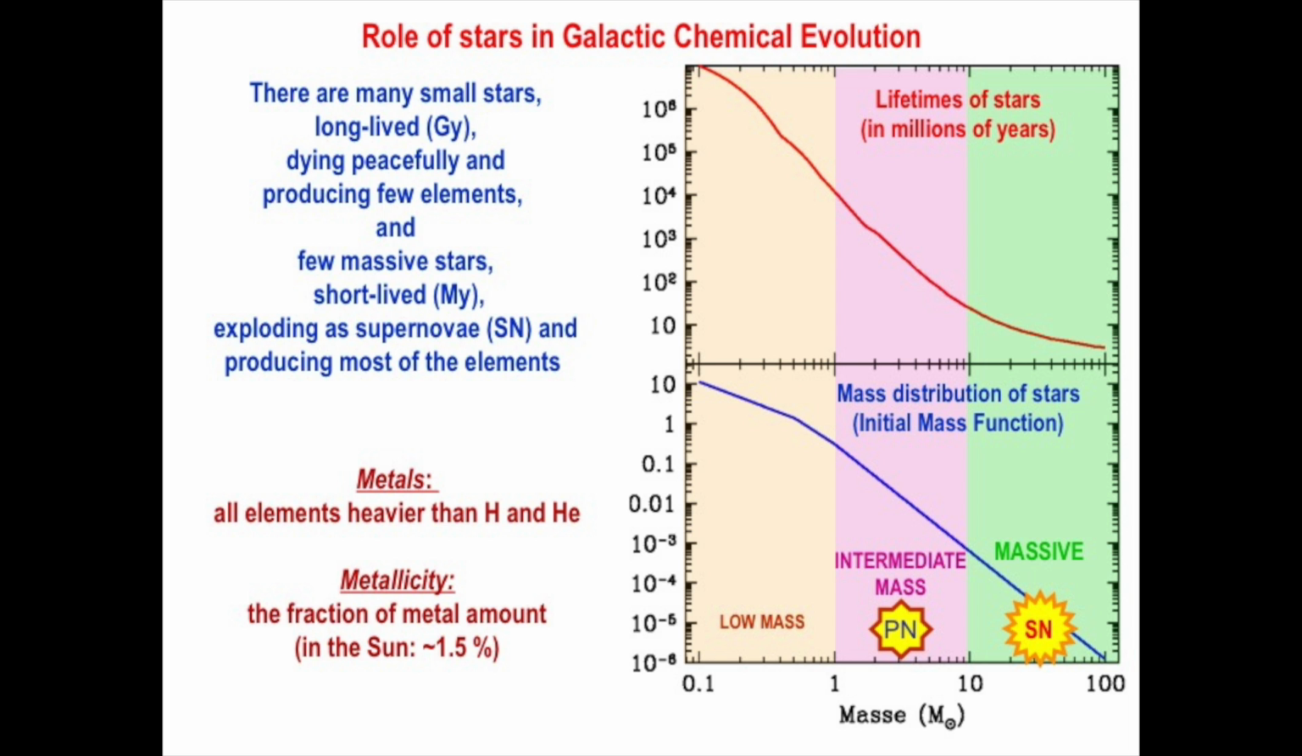And by the word metals, again, this is a definition. And there is also the term metallicity, which is the fraction of the metals. In the sun, for instance, it's 1.5%. Okay, only a small fraction of the mass in the universe, of the material of the universe, is in the form of elements heavier than hydrogen and helium. Hydrogen and helium really dominate. They come directly from the Big Bang.